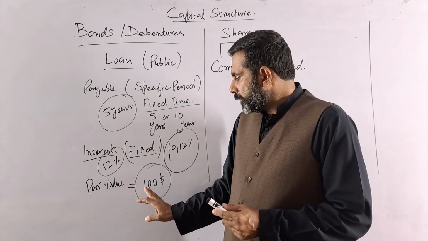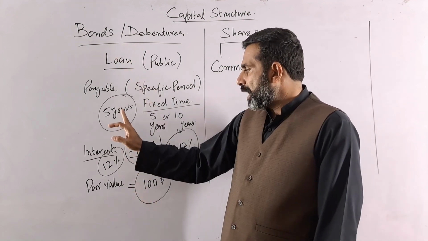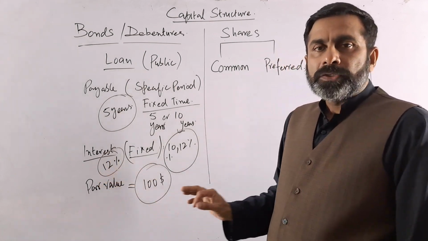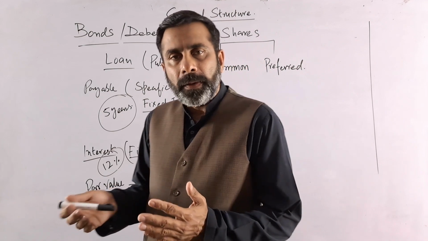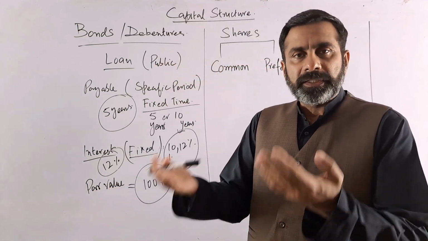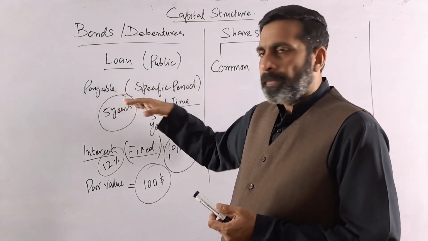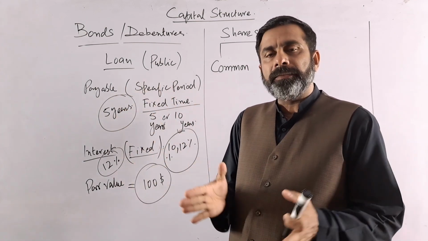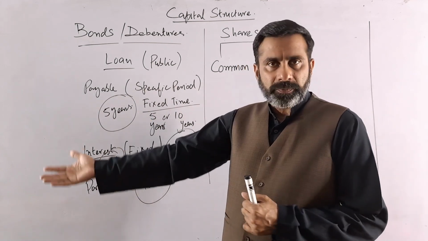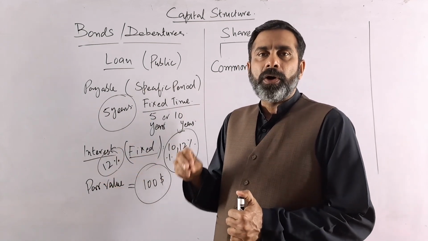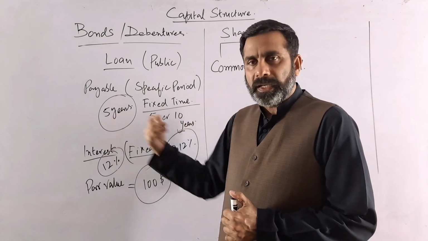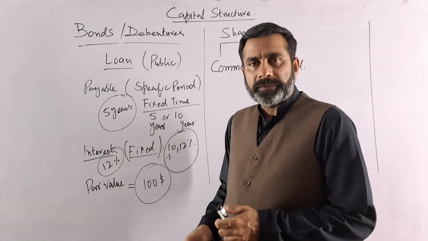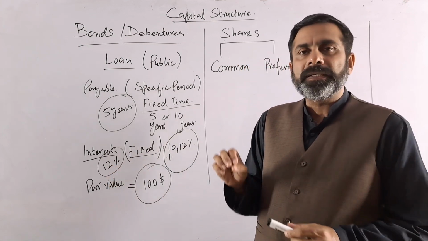So $100 bonds are issued for 5 years, and every year they have to pay what? They have to pay the 12% interest. So in the start, obviously the company is receiving the money which is payable within the next 5 years. After the time period is complete, they will pay back this money to the public, or to the person who is the bond holder, like a shareholder. And then every year they have to pay the interest of 12%, and the interest of 12% is the fixed one.